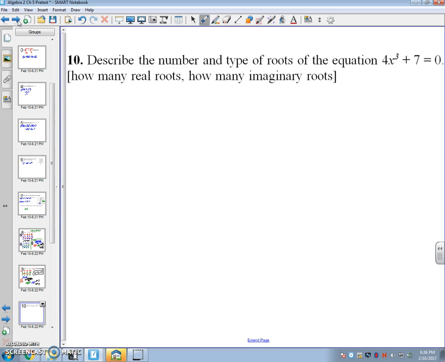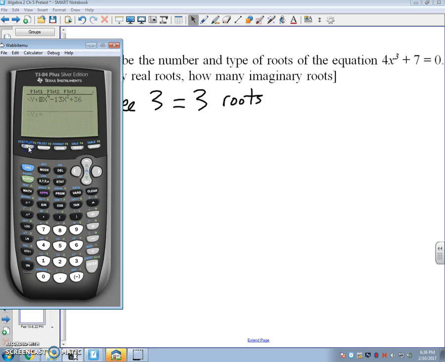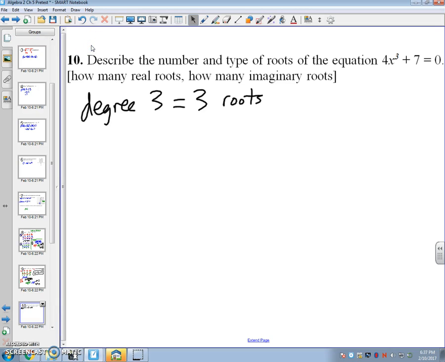10. Describe the number and type of roots of the equation 4x cubed plus 7 equals 0. Well, degree is 3, means there are 3 roots. 3 total roots. Now we don't know how many real, how many imaginary. So to do that, I'm going to use a calculator. Let's graph this. 4x cubed plus 7. Graph it. Let's see how many x-intercepts we can find. There's 1 and only 1. We only see 1 x-intercept, meaning there's only 1 real one.